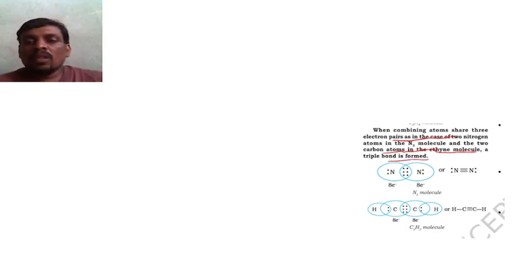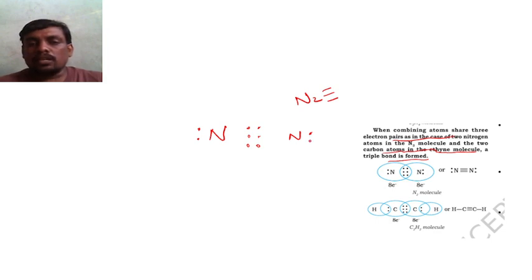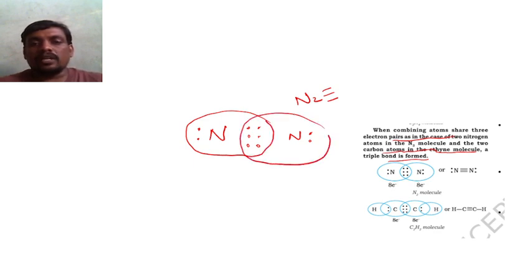So sharing of 3 electron pairs in the case of 2 nitrogen atoms is seen with the triple bond formation. I have taken N2 here, nitrogen, and how many valence electrons, outer shell electrons, are going to be shared? 3 pairs here. As a result, the nitrogen atoms share 3 pairs of electrons.